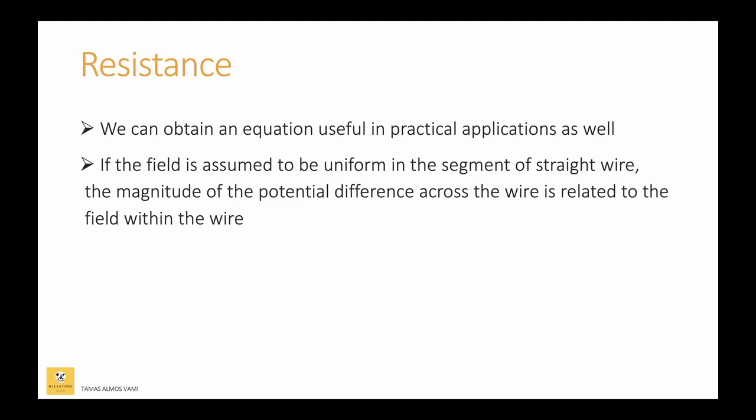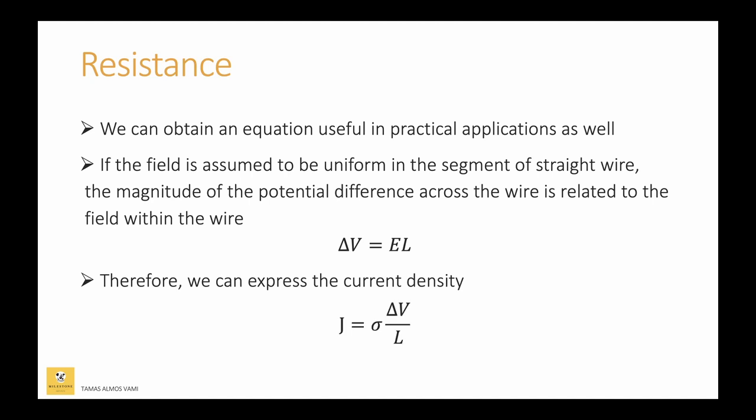So if we say that this conductor is like a segment of a straight wire, there is a magnitude of potential difference across this wire, then we can say that delta V is going to be the electric field times L, right? The definition for the potential was the line integral of the electric field. However, if this is a simple situation, homogeneous and in one direction, then this is just going to be the length of the path. So in this case, let's just call it L. So electric field times L is the potential difference.